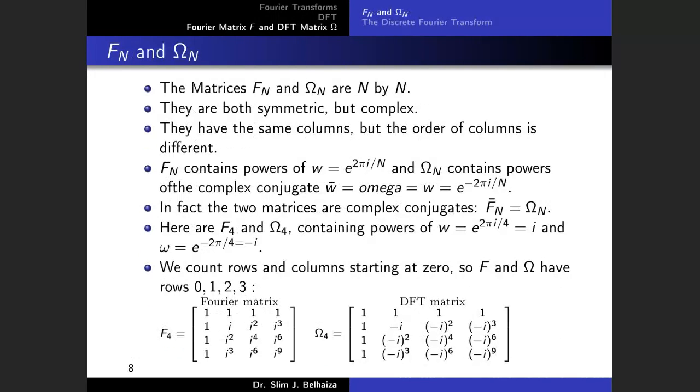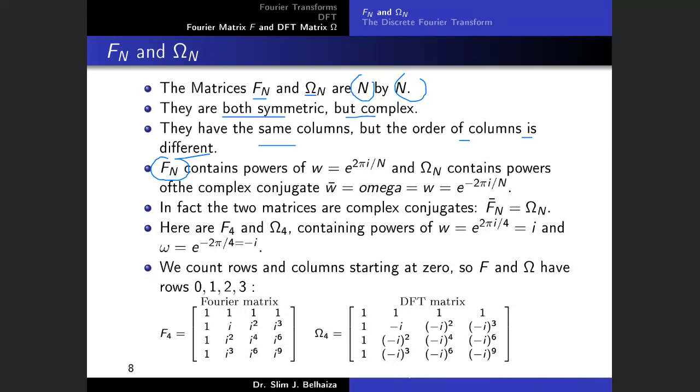Okay, so now we talk about the things we're going to use: the Fourier matrix F and the DFT, or discrete Fourier matrix, omega. First of all, the matrices Fn and omega n are n by n matrices. They are both symmetric but complex, and they do have the same columns, but the order of the columns is different.